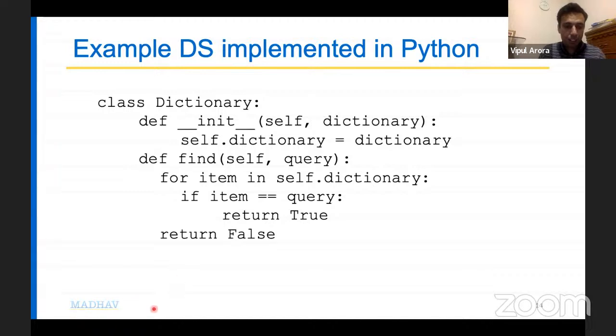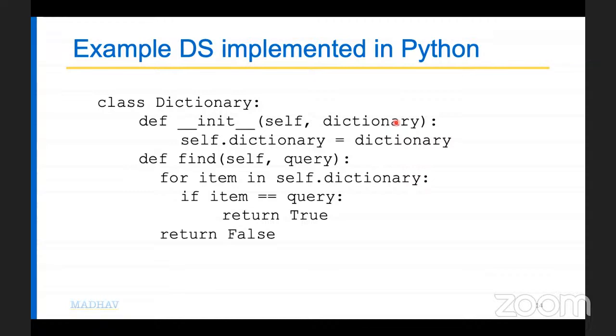If you have any questions, you can ask. Unmute yourself and ask. Hello, sir. Yeah. Sir, what is this self?